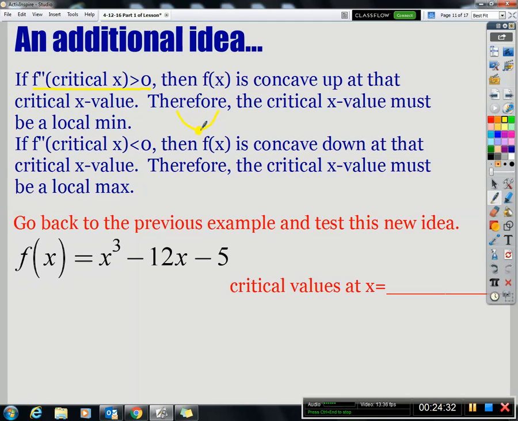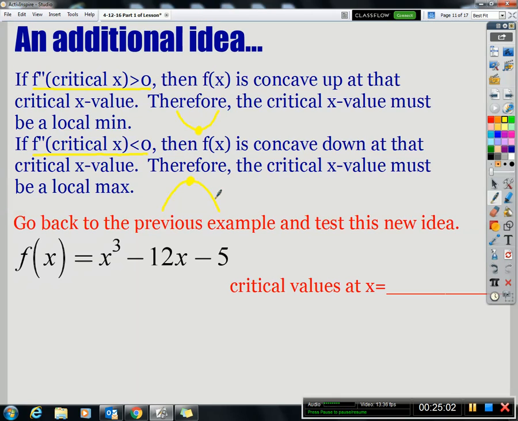And the reverse is true. If you plug your critical value, and remember, critical values are the candidates for maxes or mins, into the second derivative and it turns out negative, a negative second derivative means your graph is concave down at that point. So again, if that critical value is a max or a min and you're trying to figure out which, it's got to be at the top of that little concave down place, so it's got to be a max.